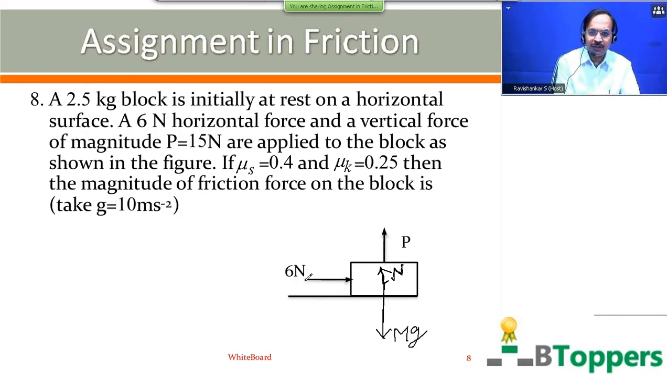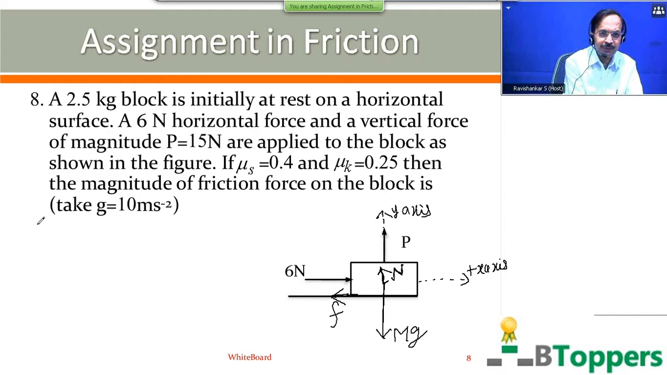The horizontal force of 6 Newton, which is applied towards the right, tends to move the block towards the right relative to the floor. Therefore, the force of friction on the body by the surface of the floor acts towards the left, opposing the motion of the block relative to the floor. I choose the horizontal direction, that is the direction of the 6 Newton force, as the positive direction of the x-axis, and the vertical upward direction as the y-axis.